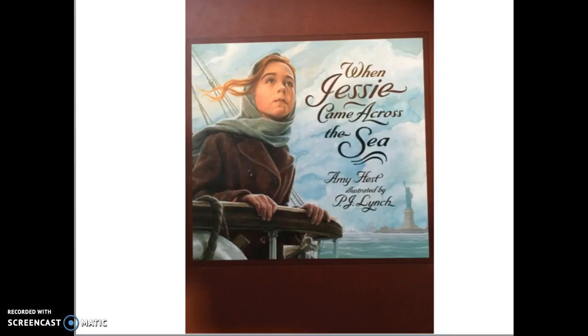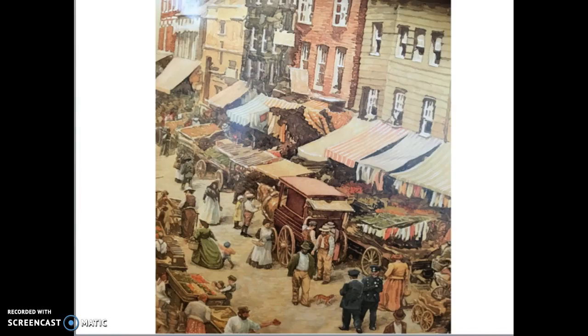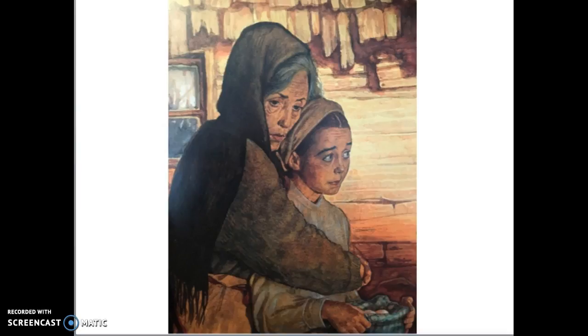This is one of my favorites, P.J. Lynch. Every picture in this book, When Jessie Came Across the Sea, looks like a work of art to me that I would have framed and put somewhere. It's just beautiful, beautiful artwork. Each page is just a painting, I think. Here's another page from that book, and that book is about immigrants. Same book, When Jessie Came Across the Sea.